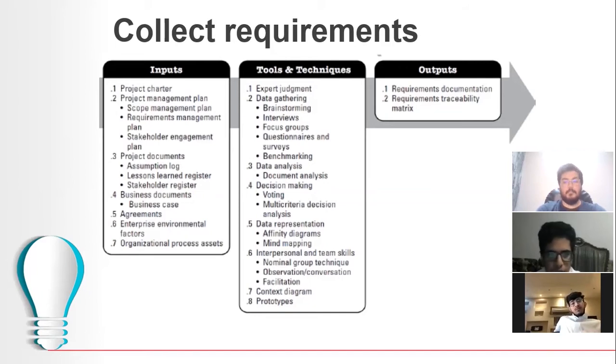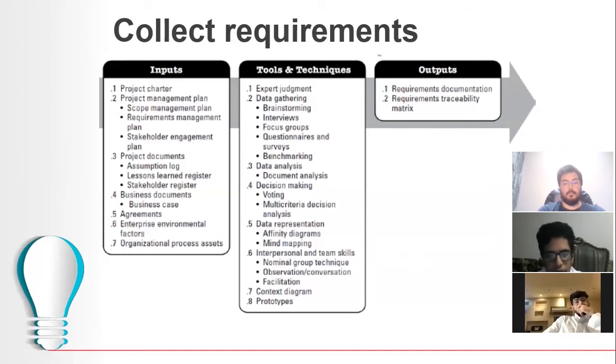For the tools and techniques, first we have expert judgment. Second, data gathering, which includes brainstorming, interviews, focus groups, questionnaires, and benchmarking. Third, we have the data analysis, which includes document analysis. Fourth, we have decision making. There are two ways to make a decision. First, we have voting. Second, we have multi-criteria decision analysis.